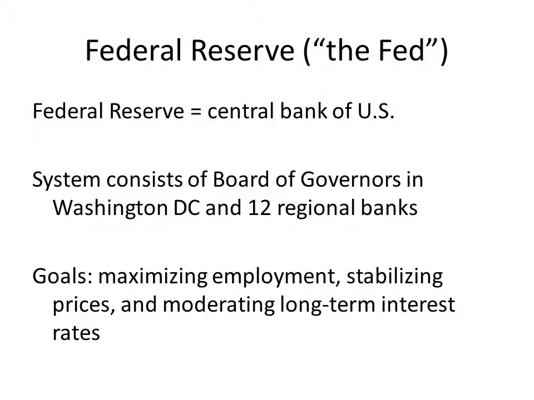So here are some government agencies that help smooth out the economy, at least in theory. The Federal Reserve is a name for the Central Bank of the United States. This bank is a system that consists of a board of governors based in Washington, D.C., and then 12 regional banks. The goal of the Federal Reserve is to maximize employment, which is considered a good for society, to stabilize prices, to keep inflation from going up too much and the dollar value going down, and moderate long-term interest rates. So businesses like to know what the interest rates will be in the future so that they can have some idea how much to spend currently.